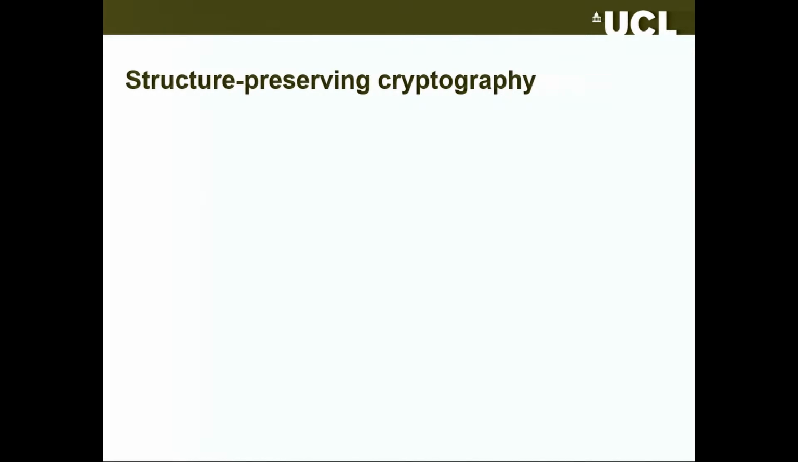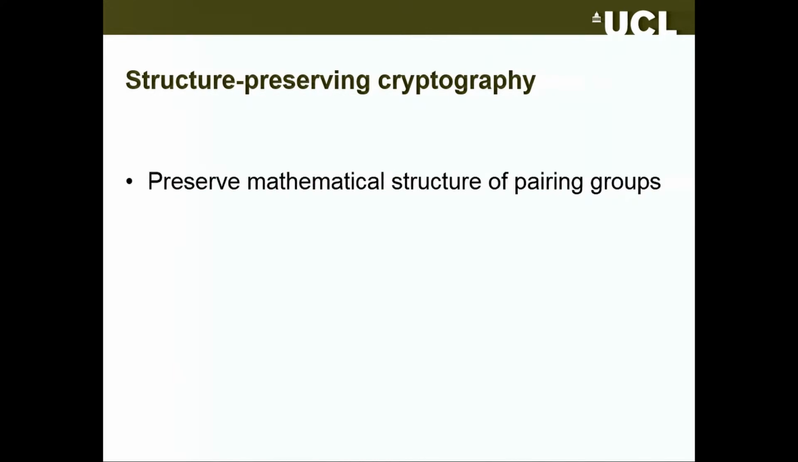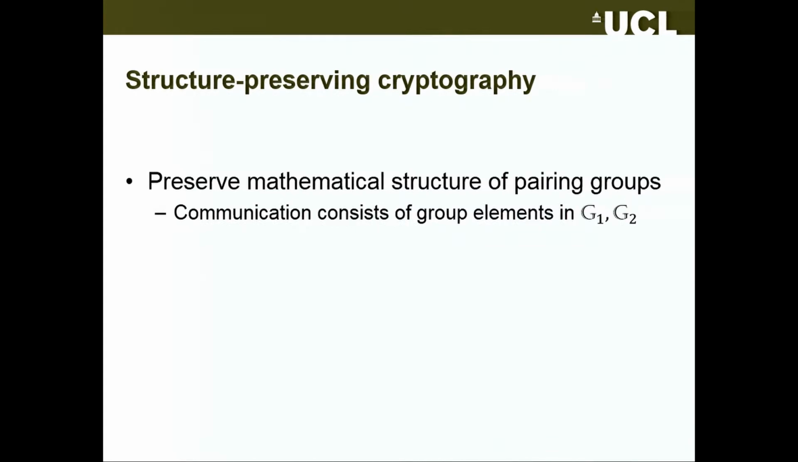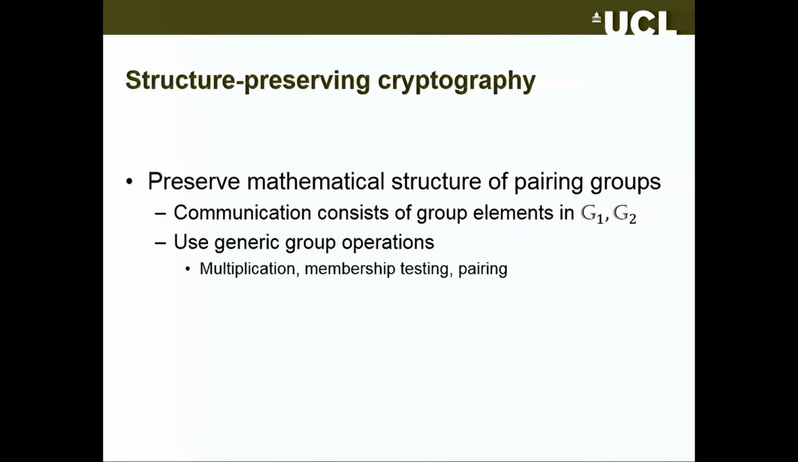So structure preserving cryptography is a philosophy that we should design cryptographic protocols so we preserve as much of the mathematical structure as possible. So in particular, the communication in these schemes should consist of group elements in the source groups. And we should, as far as possible, only use the generic group operations. So we can multiply group elements, we can use the pairing, we can test membership of the groups. But we don't use other operations. Okay? So as far as possible, we just use what we can do within these bilinear groups.